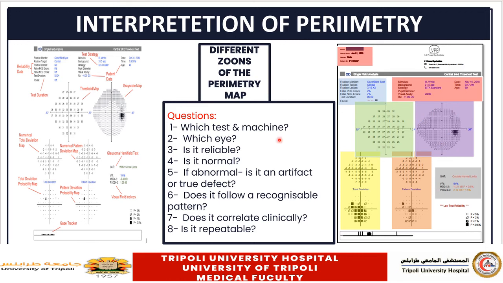the type of the test and the strategy and the type of the machine used, and which eye, right or left, and whether your test is reliable or not, and whether your test is normal or not. All these questions should be answered after reading this map. So it is very important to go through each sector of this map and extract the information you need from it.